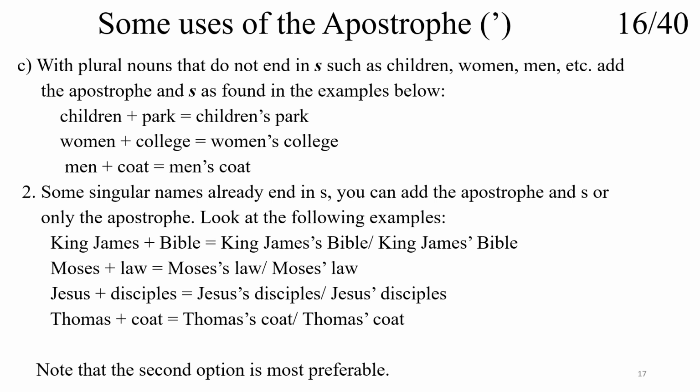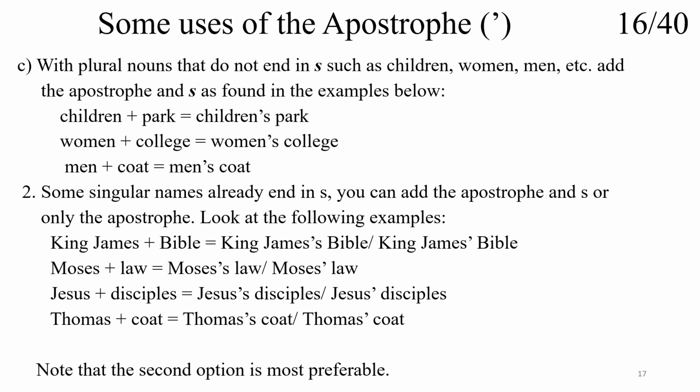Now look at Moses and then the law. The law belongs to Moses, one person. How do we say it? Maybe we'll say Moses's law, or we place the apostrophe after the last S, right? So we get Moses' law. Then Jesus and disciples. Jesus ends in S, a singular noun which ends in S, and he owns something. How do we do it? We can say Jesus's disciples or Jesus' disciples. Another example, Thomas plus coat. Thomas's coat or what? Thomas' coat.